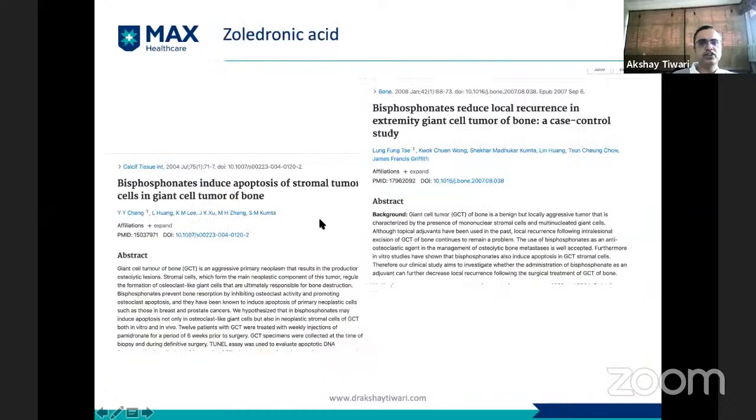Then comes the curious case of zoledronic acid and denosumab, and a lot of work. I don't think more work than on denosumab has been done in any other aspect of giant cell tumor in the last 10 years or so.